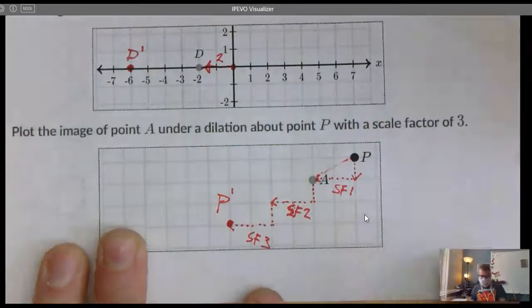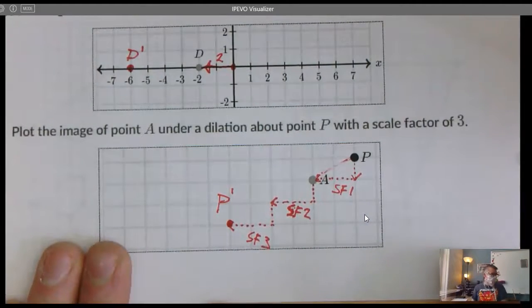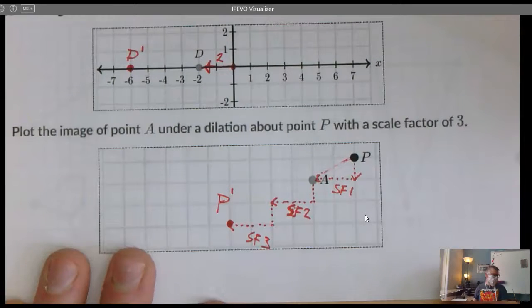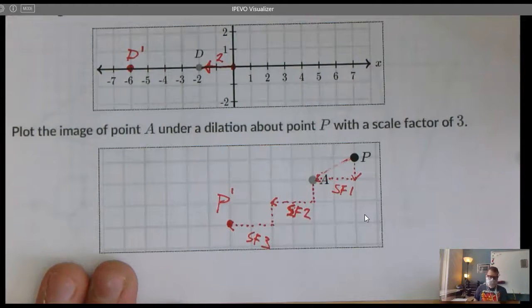P prime. It gets named Junior. I always feel like Junior is such a terrible name.